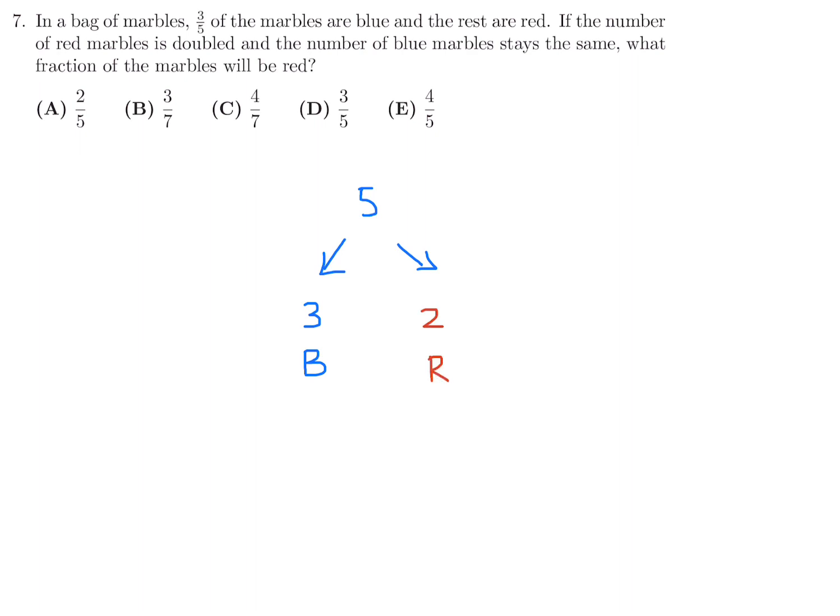And then they're saying that the number of red marbles is doubled. So from 2, we're going to 4. And the number of blue marbles stays the same. So this stays as 3. Now, what is the fraction of marbles that are red? Well, now we have a total of 7 marbles. And of those 7, 4 are red. So that is our fraction, 4 over 7. And therefore, number 7, the answer is C.